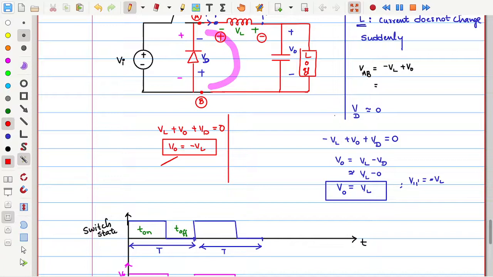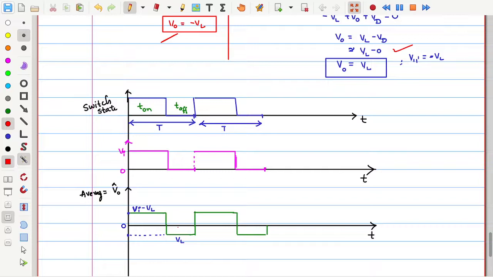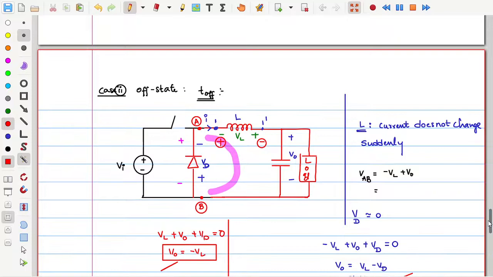Both are correct, but whichever sign you consider, in some literature you may see the red color polarity or the green color polarity. One thing you should understand, very carefully, is that this is the negative portion. So in this way, you can see that the output voltage is always lesser than the input voltage. This is the step down converter, which we call a buck converter. Is this clear?